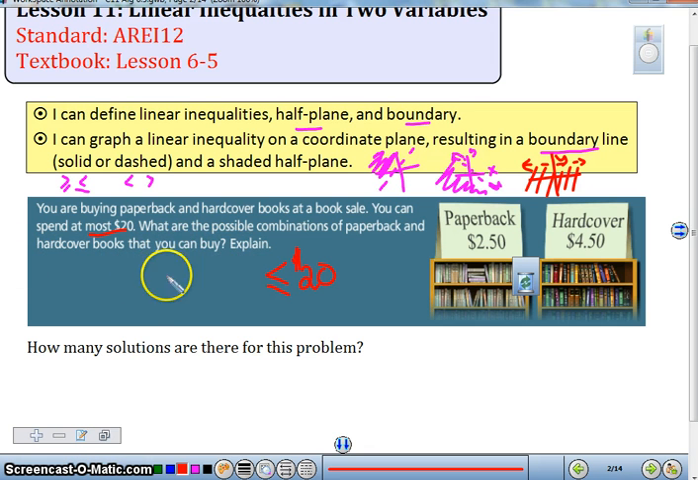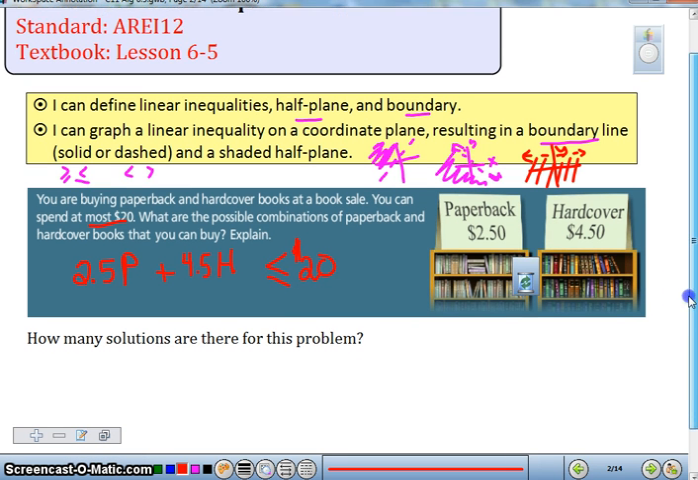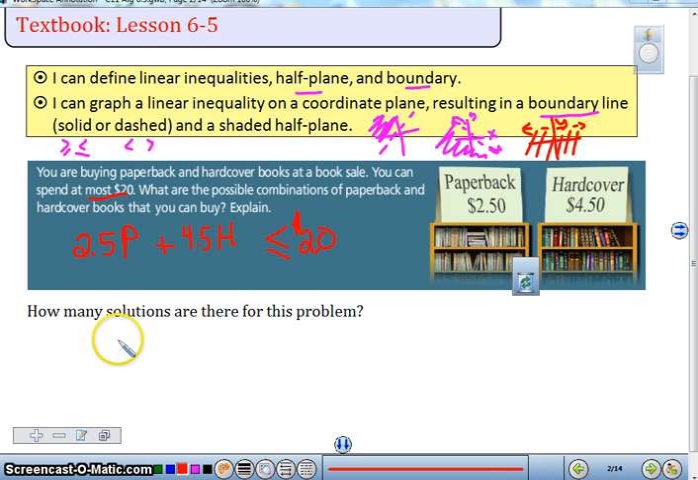So our paperback, we're going to use P for paperback. How much do they cost? This is our standard form of an equation, 2.5p, plus our hardcover, we're going to use H. And how much does each of them cost? $4.50. So thinking about the different forms of equation, this is where standard form comes in very nice, instead of slope-intercept and point-slope.